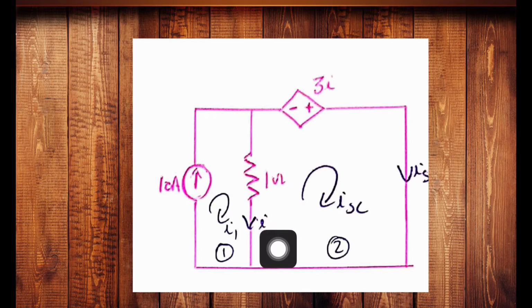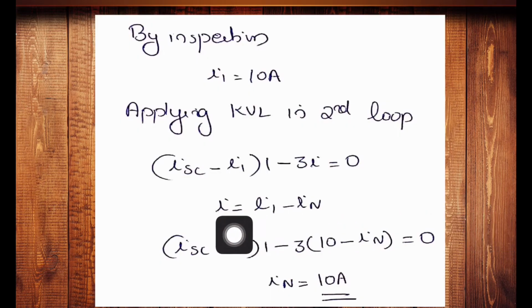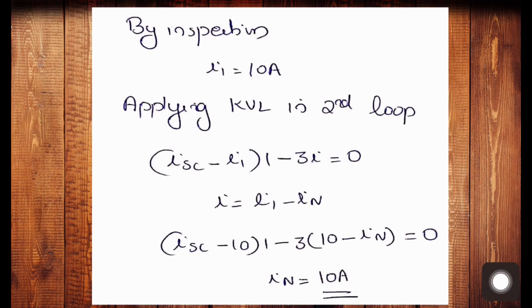Let us now write I in terms of loop currents ISC and I1. From this network, it is clear that I can be expressed as I1 minus ISC, or I1 minus IN. IN is nothing but Norton current or short circuit current. By substituting the values of I1 and I, we get our KVL equation as (ISC minus 10) into 1 minus 3 into (10 minus IN) is equal to 0, or we get IN as 10 amperes. Clear? Our next task is to calculate Norton equivalent resistance RN.